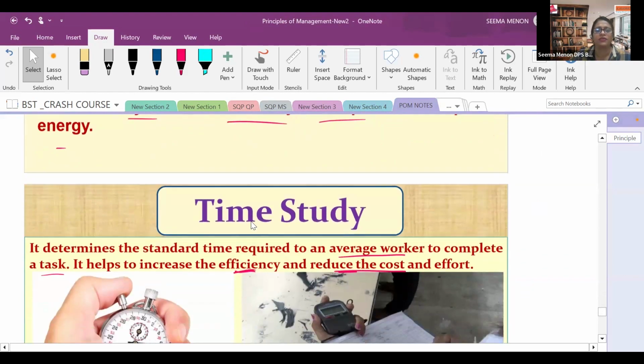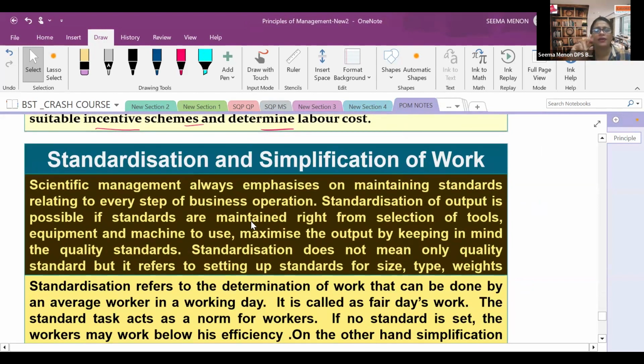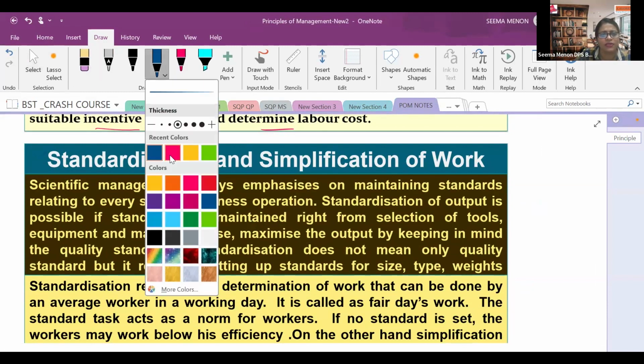You can also remember it, please remember it in that way. The next one, the third one, is standardization and simplification of work. What do you mean by that? Standardization. Now you might have got an idea about standardization. What do you mean by standardization? Let's discuss one by one.